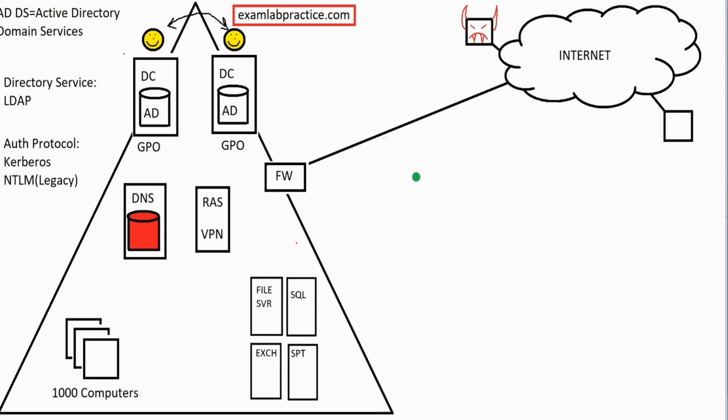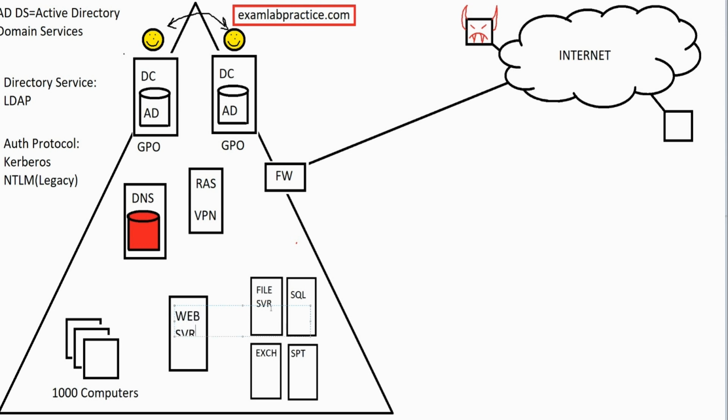Now, the other thing that I want to talk to you about here is what happens when a company needs to have a service that is exposed to the internet. For example, let's say that your company is going to host their own web server, okay? So you set up a web server. All right, maybe this is going to be www.examlabpractice.com or whatever, and people from the internet need to be able to get to it anonymously.